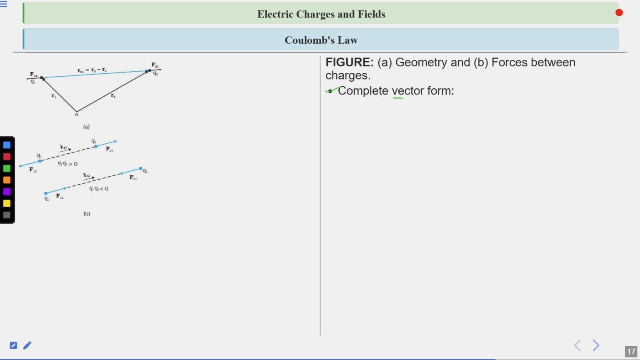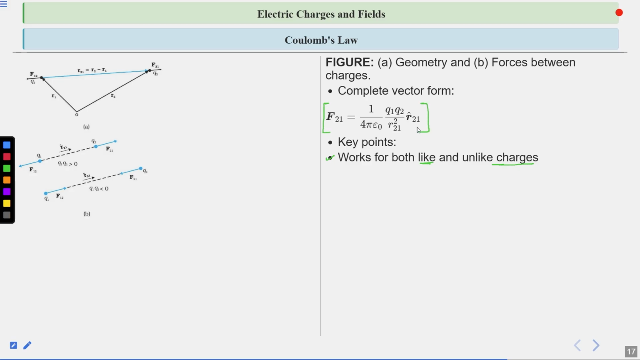A complete vector form: F21 is equal to 1 upon 4 pi epsilon naught, Q1 Q2 divided by R21 square, R cap 21. Key points. It works for both like and unlike charges. It means Coulomb's law works for both like charges and unlike charges. It follows Newton's third law, that is F12 is equal to minus F21. Every action has an equal and opposite reaction.